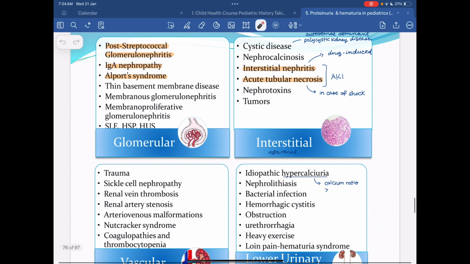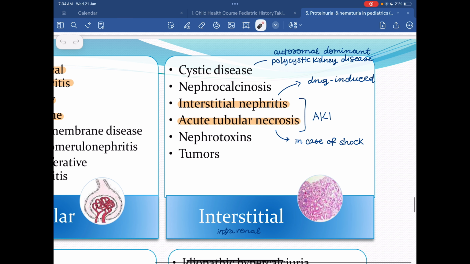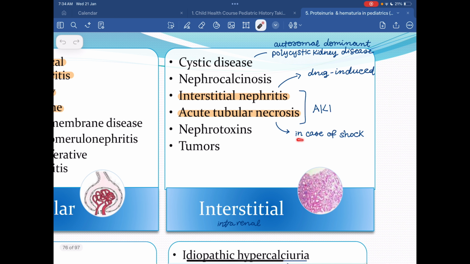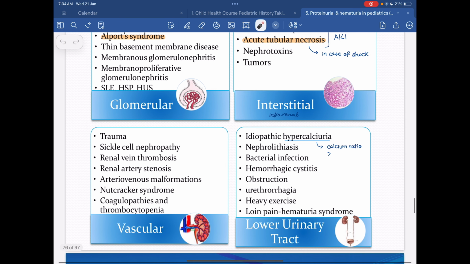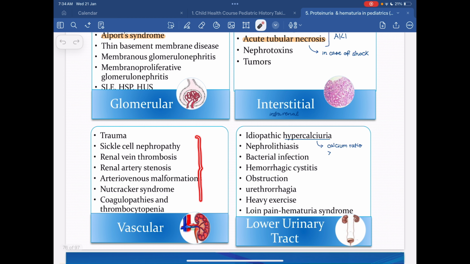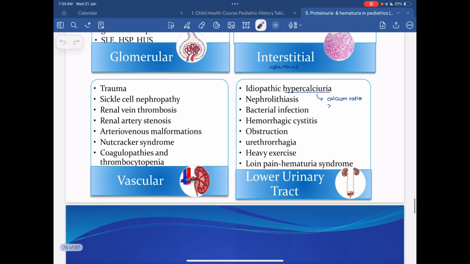This is a summary. These are the glomerular causes, interstitial or intrarenal causes, tubular interstitial cystic disease, autosomal dominant polycystic kidney disease, nephrocalcinosis, drug-induced interstitial nephritis, and acute tubular necrosis, all of which they call acute kidney injury, giving us casts, nephrotoxins and tumors. Vascular, whether trauma or coagulopathies. For the lower urinary tract we have stones, infections, obstructions, foreign bodies, and trauma.